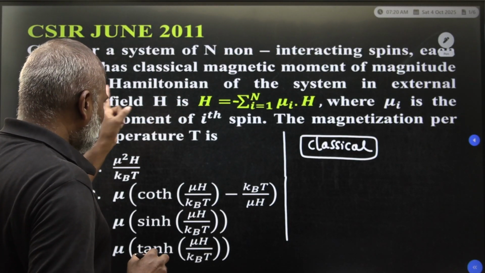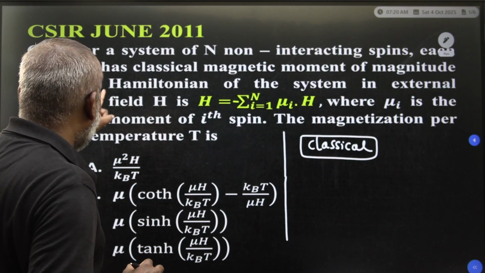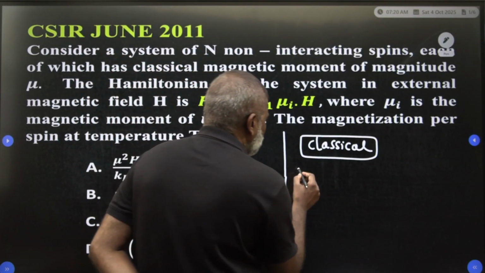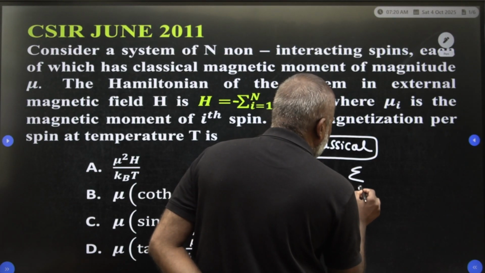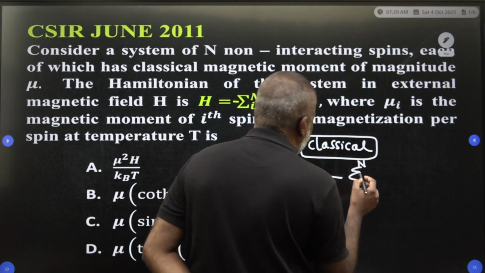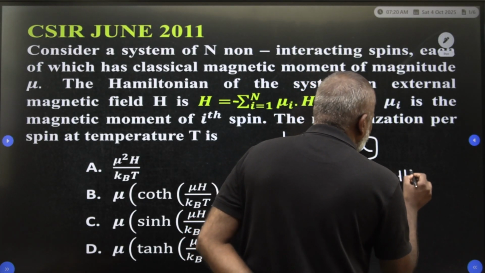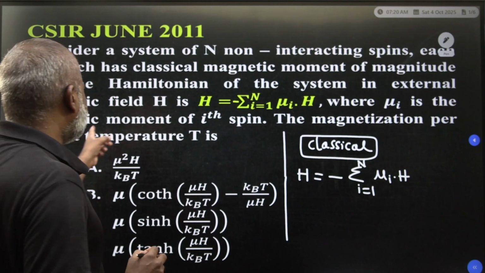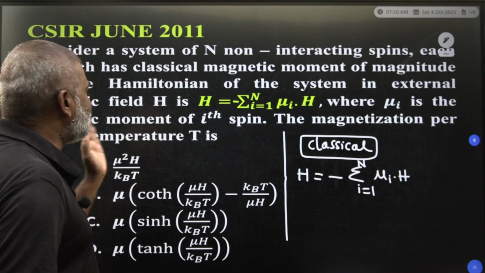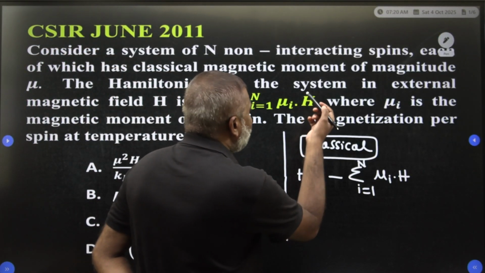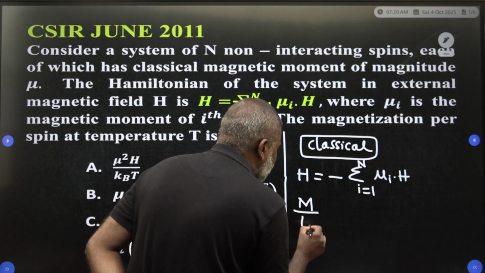The Hamiltonian of the system of energy in external magnetic field H is equal to minus summation i equals 1 to n, mu i dot H, where mu i is the magnetic moment of the ith spin. We need to calculate the magnetization per spin. How many non-interacting particles are there? N non-interacting particles are there.